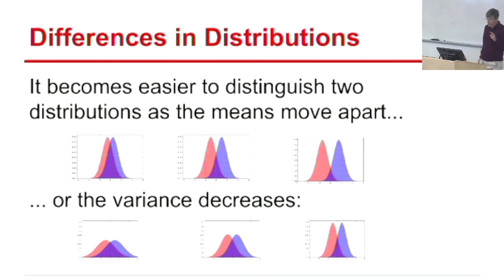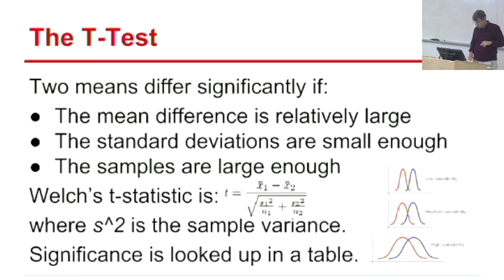So part of telling whether a difference between means is significant is not only what is the difference between the means, but how much variance there is in each population. Any questions about that? That should be convincing. So what is a t-test?